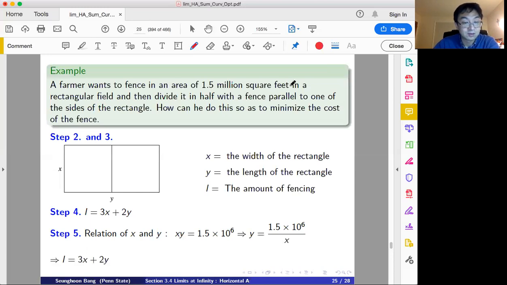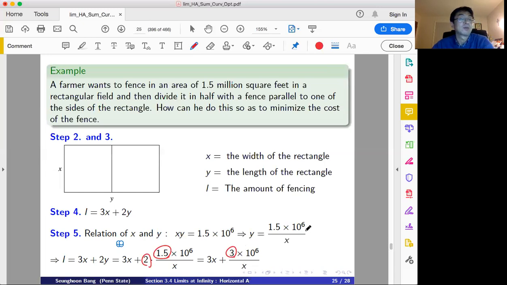You can plug this one into here. We need the plug. Same as like this, because here 2 times 1.5 is 3, so the 3 times 10 to the 6. This is not the x, the times. This is x. The bottom is x. So what's capital F of x?